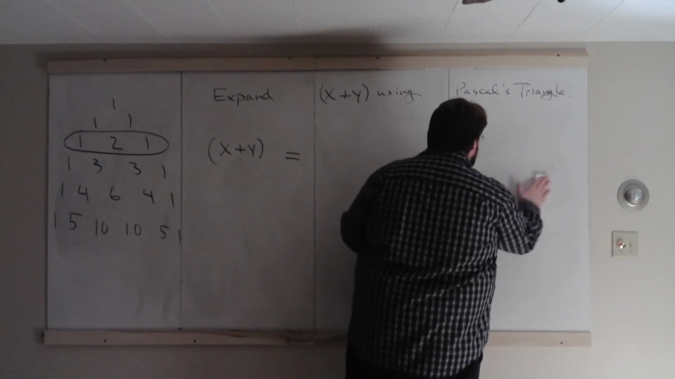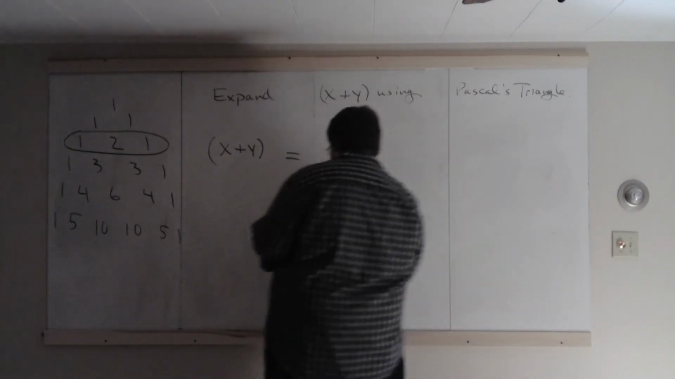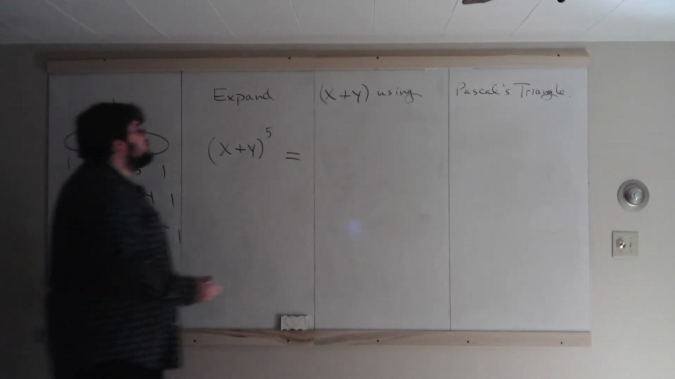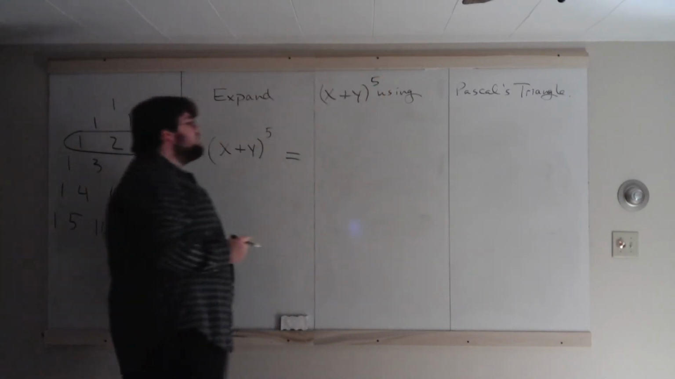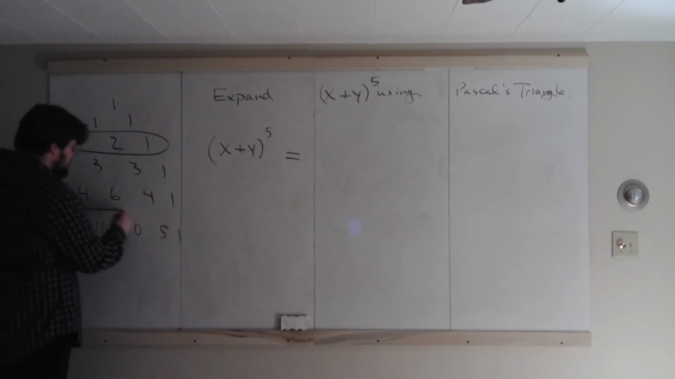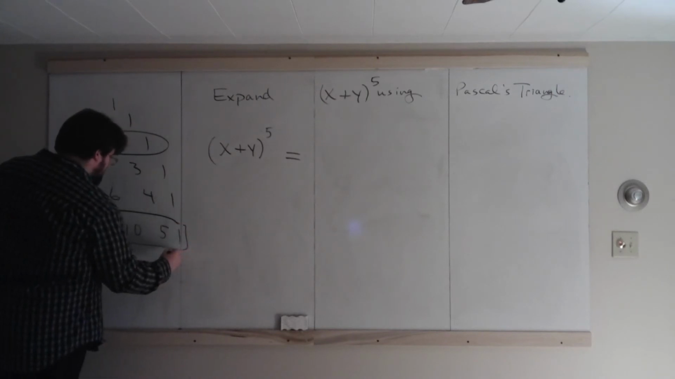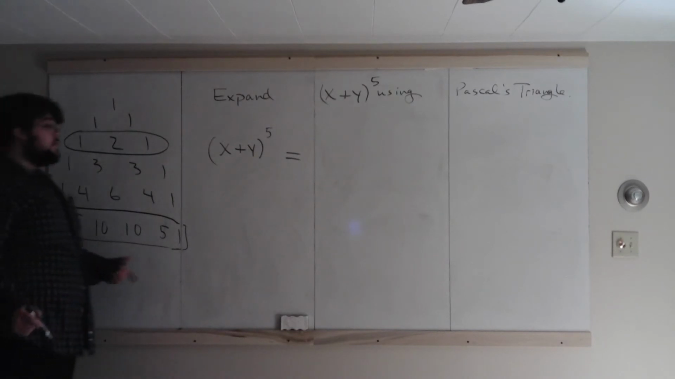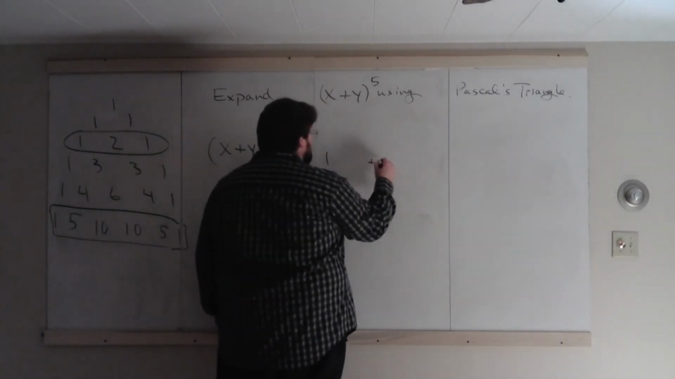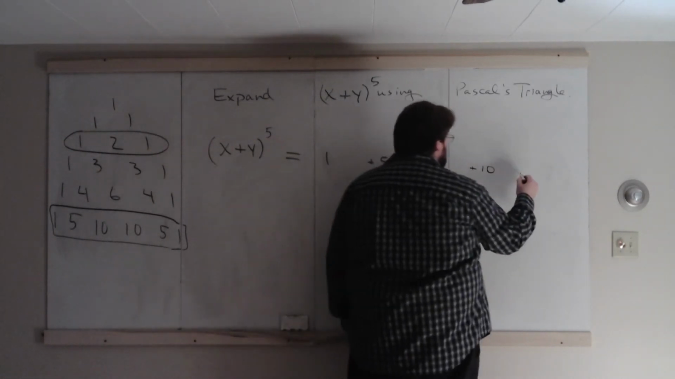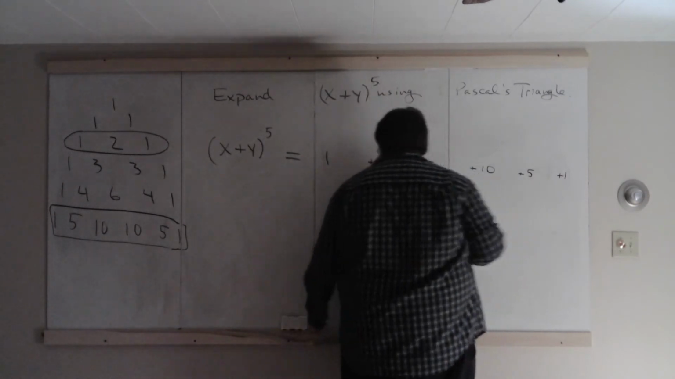So expand x plus y to the 5 using Pascal's triangle. Well, x plus y to the 5, the exponent is 5. Let's look in the triangle for a 5 in the second position. So in that row, we have 5 in the second position. So this tells us all of our coefficients: 1, 5, 10, another 10, 5, and a 1.